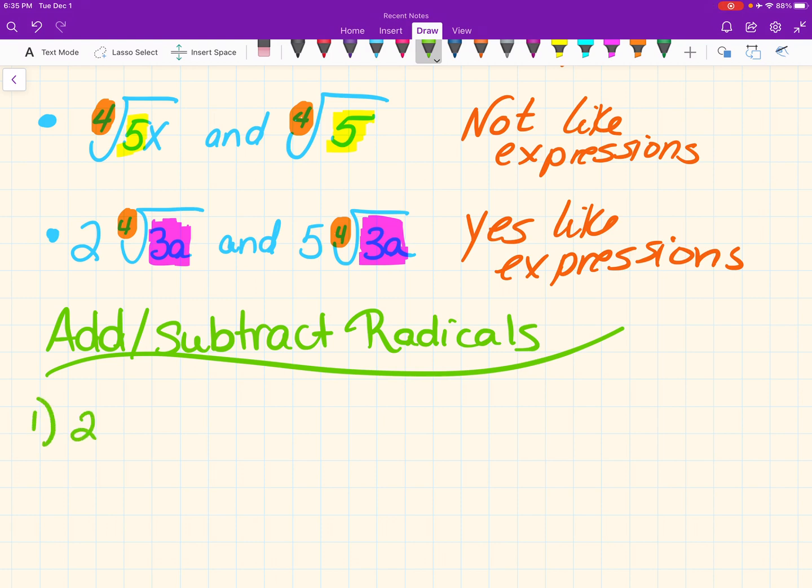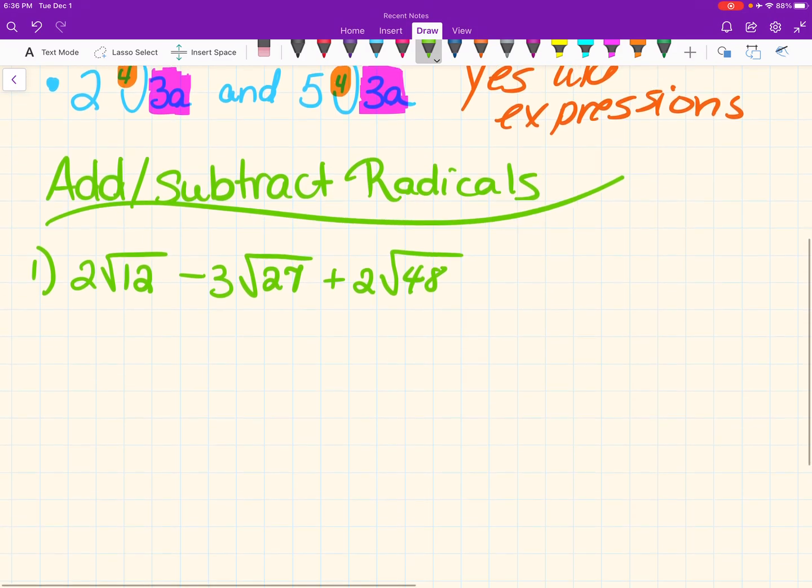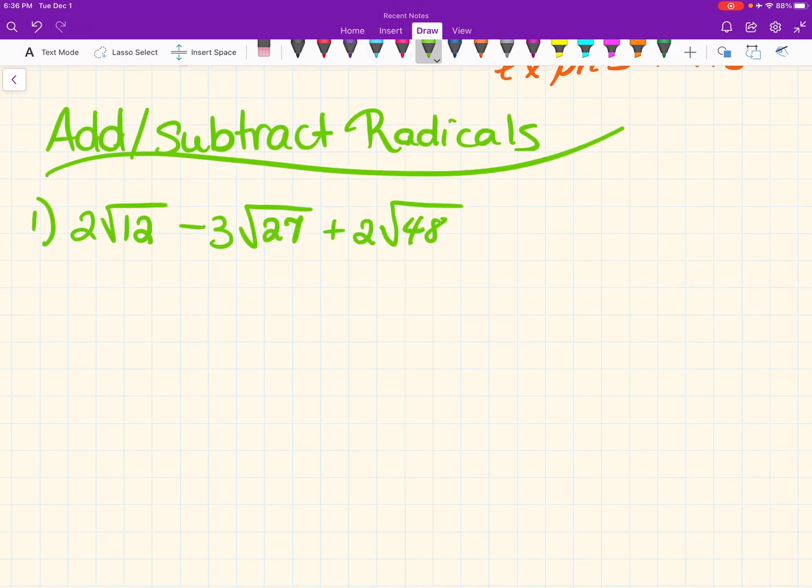We have 2 root 12 minus 3 root 27 plus 2 root 48. At first glance, okay, they're all square roots. Great. So they all have the same index. But they don't have the same radicands. But before we move on and decide that, you need to simplify and see then if they have the same radicands. So for example, 2 root 12 is really 2 times 2 times 2 times 3.